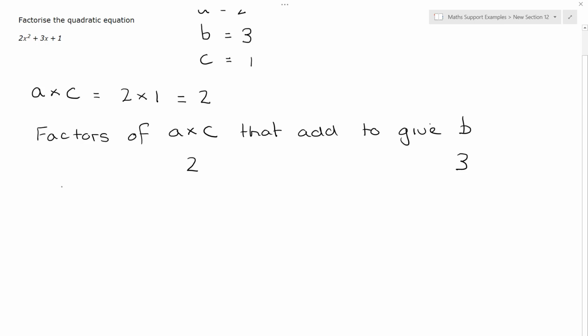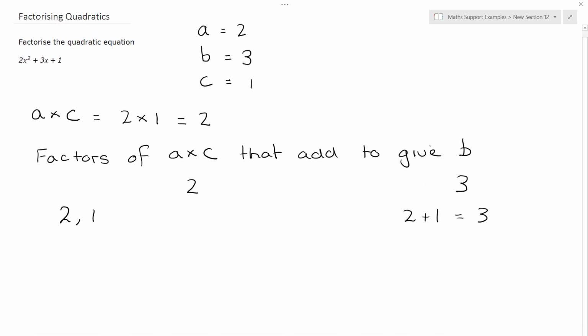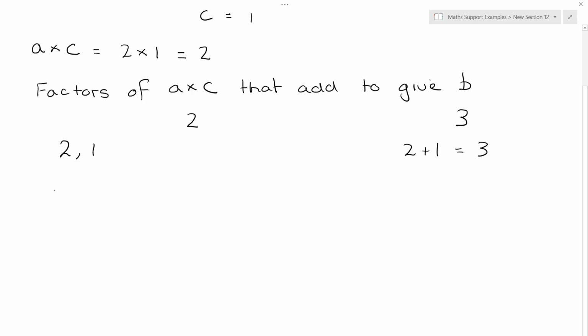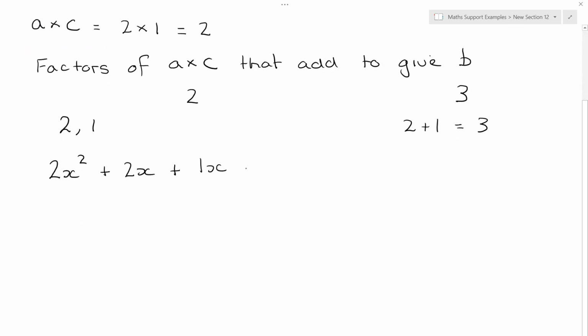2 factors of 2 are 2 and 1. And we can clearly see that 2 plus 1 does indeed give us 3. So we will use these 2 factors to rewrite the 3x part. We have 2x squared, but instead of having 3x now, I'm going to write it as 2x plus 1x, leaving the plus 1 at the end.